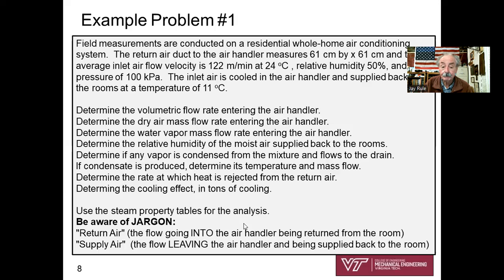And so here's our example. Now it's going to be familiar because it's based on the third video. Field measurements conducted on a residential home air conditioning system. The return air duct going into the air handler measures 61 by 61 centimeters. I measured it myself. And the average inlet air flow velocity is 122 meters per minute.